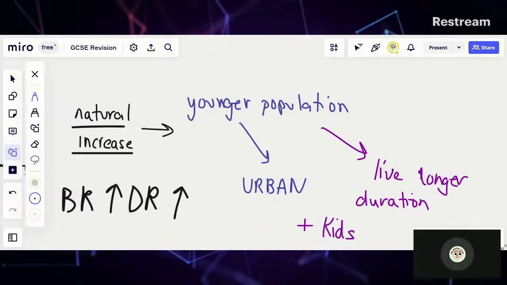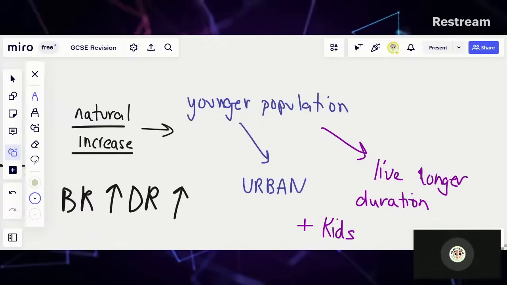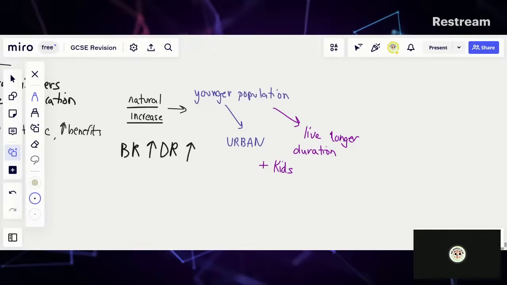Now we're going to skip the case studies because we're going to return to them at the end. Let's move on to the next content bit, which is all about UK cities.